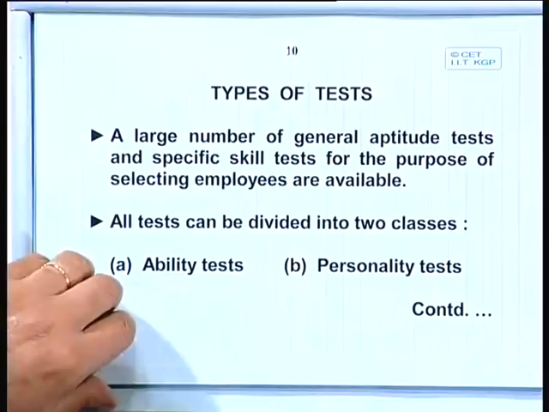All tests can be divided into two classes, ability tests and personality tests. Why? Because it is not enough for a company if you are able to do a job. The company wants to know in advance, will you do the job at all? You may have the ability, but you absent yourself, all right? Or you don't do the job, you cheat on the job. So such things are very important, that's the reason.